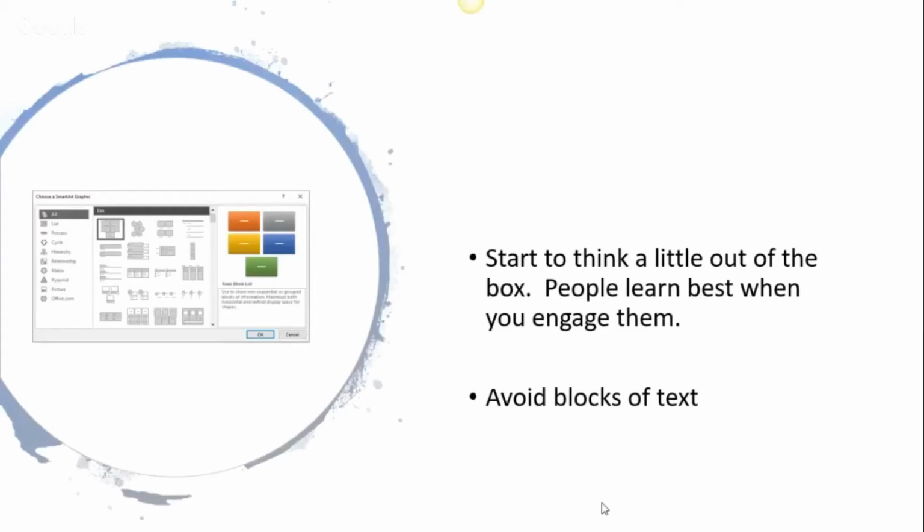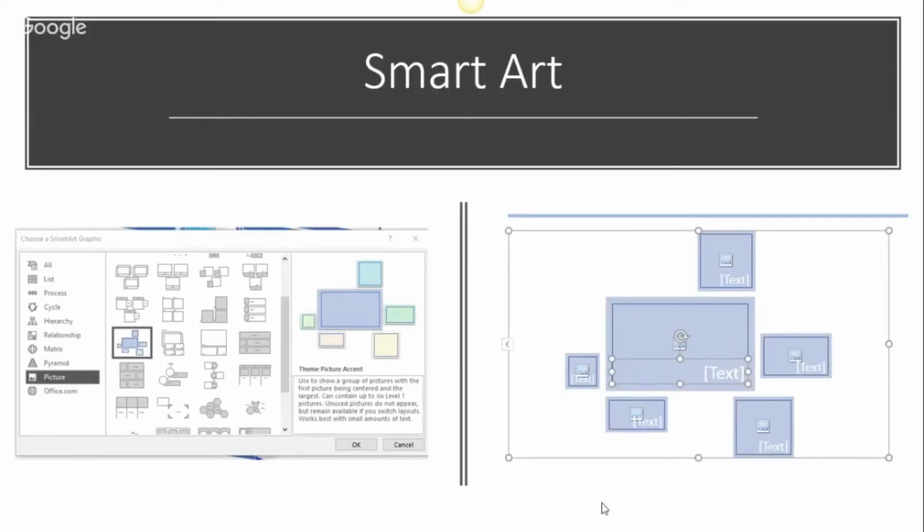Okay, I'm going to ask you guys to start to think a little bit out of the box. See, people are going to learn best in the process when you engage them. Okay, so once you get them engaged, that's when they're going to learn best in the process. And I would like to ask you to avoid the blocks of text. You have to start thinking a little bit out of the box because we want to really lock people in and get them engaged. So here's something you would consider thinking out of the box. All the way down, second from the bottom, they just have one that says pictures. Okay, now this is a kind of a powerful little one here.